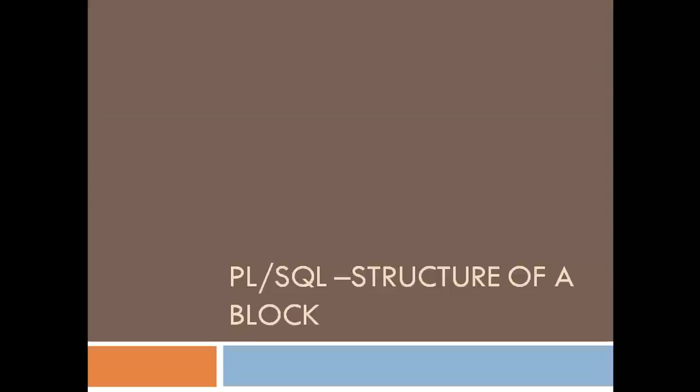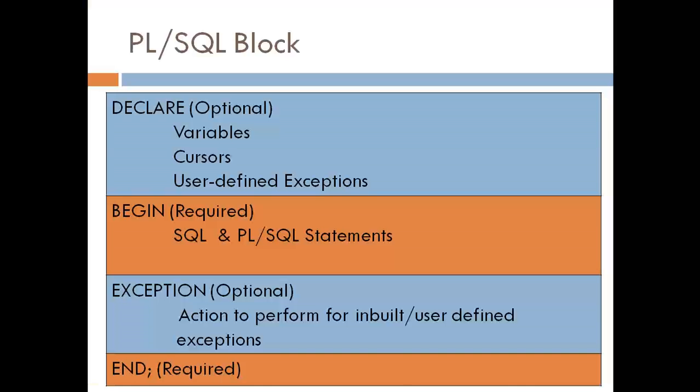In this video lecture we will discuss the structure of a PL/SQL block. Now here is a look at the PL/SQL block. We have three sections. The first section is the declare section, which is optional. The second section is the begin section, which is mandatory. The third section is the exception section, which is again optional.